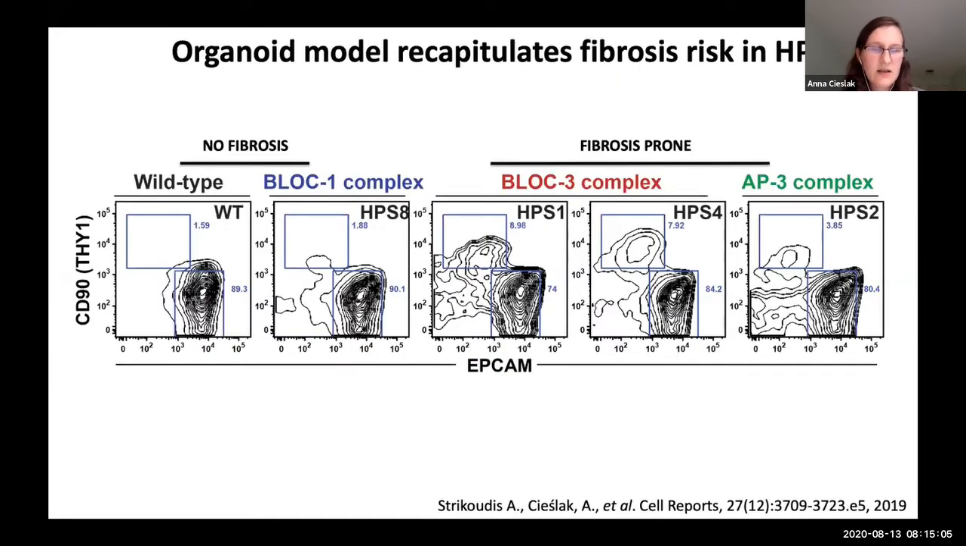We further selected another approach that can help us characterize the protein profile in this system. So you can see the representative flow cytometry plots of the day 40 wild-type and hPS mutated lung organoids that were stained for epithelial and CD90 mesenchymal markers. And here again, an increased CD90 population was found in fibrotic-prone organoids, hPS 1, 4, and 2, compared to the hPS 8 and wild-type.